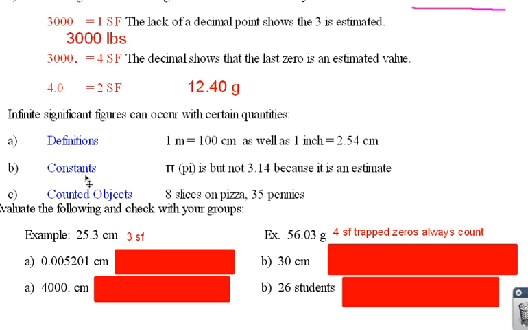For constants, things like pi keep going and going and going. They don't have an ending. So those are also considered to have infinite sig figs. And then counted objects. You know, there's 8 slices of pizza. You would look down and you'd actually see 8 slices of pizza. There'd be no doubt about it.